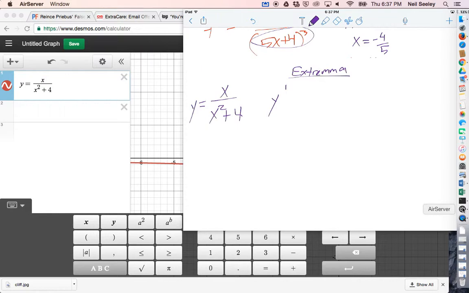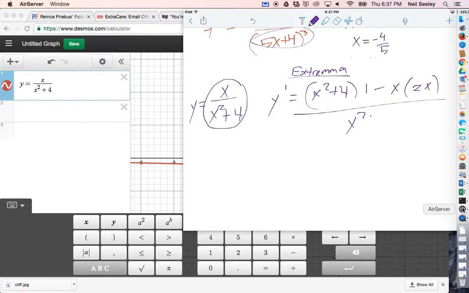I don't know what happened to my screen there. It is a quotient rule if you want. Some of you have found out there's other ways to do it, like a product rule and rewrite it, but I'm just going to stick with what I got. X squared plus 4 is the low. D high would be 1, less high, D low, 2x, and over the square of low we go: x squared plus 4 quantity squared.